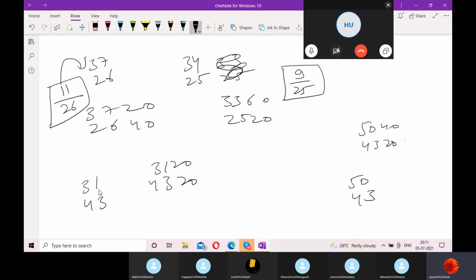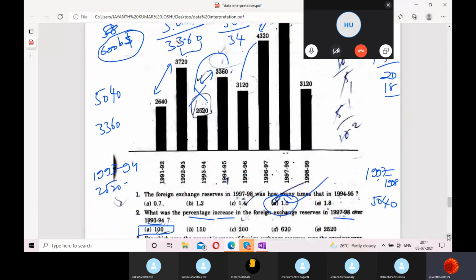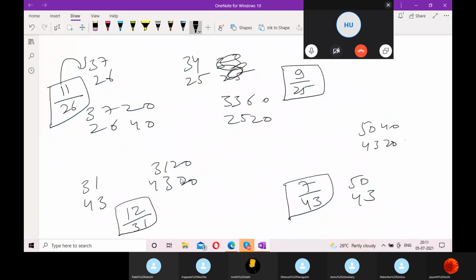Here the difference is between 31 and 43. The difference is 12, so 12 by 31. And here the difference is 7, so 7 by 43. Now what is the question they're asking? For which year is the percent increase of foreign exchange reserves over the previous year the highest? So let us write all of them in a line.